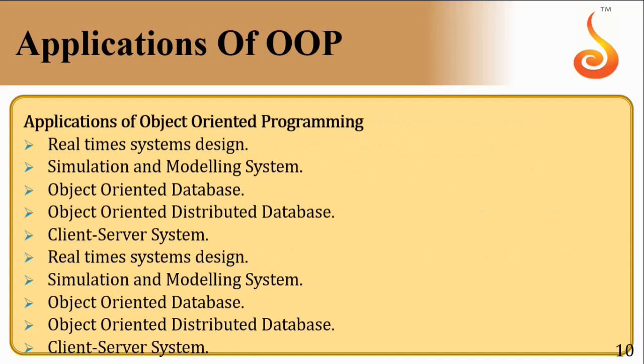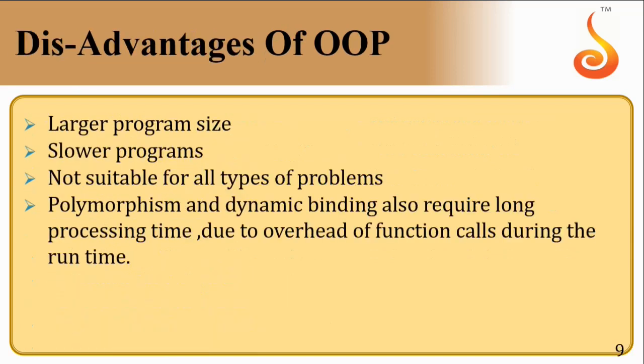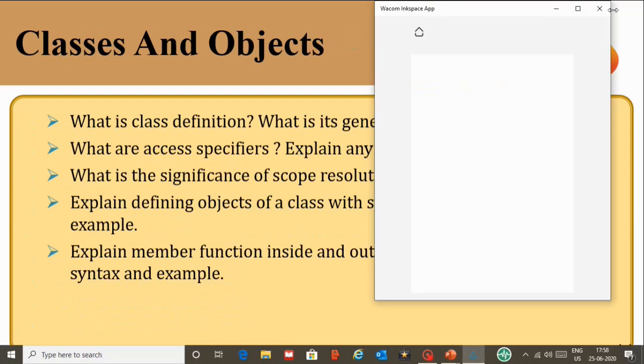So hopefully you have understood this. This completes the basic concepts of C++ chapter revision. Now we'll start with the classes and objects chapter revision.